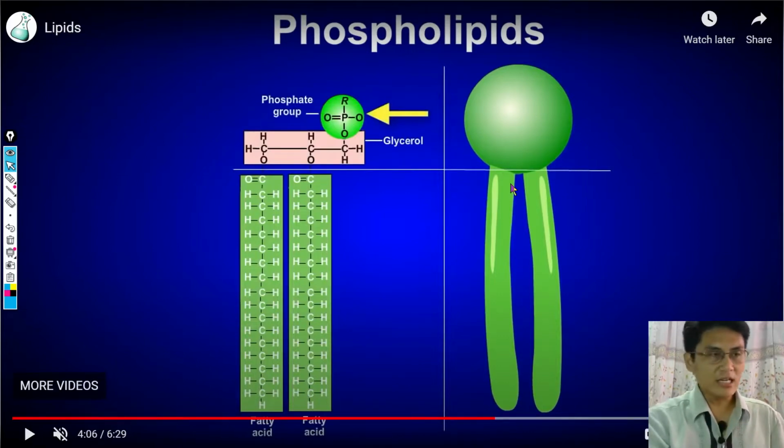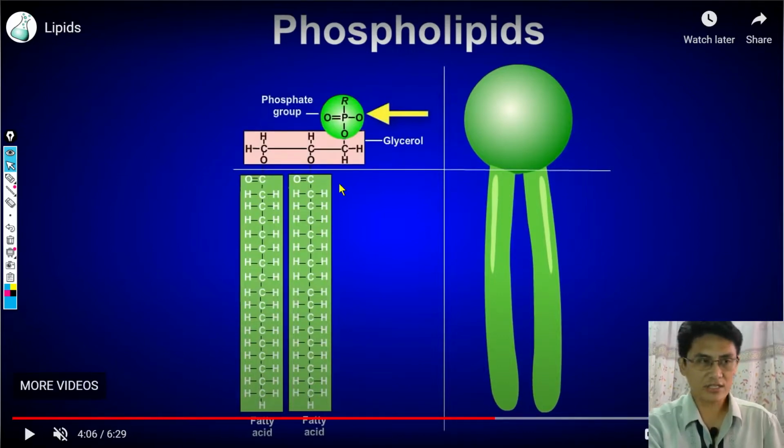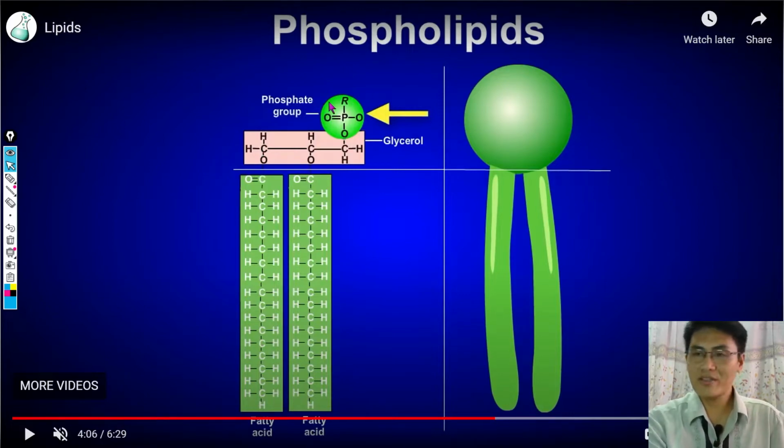But if you really look at its structure, it's really just a modified triglyceride, if you think about it, because you still have the glycerol here, and then two are bonded with two fatty acids, and then the third bonding site is bonding with a phosphate group, right?